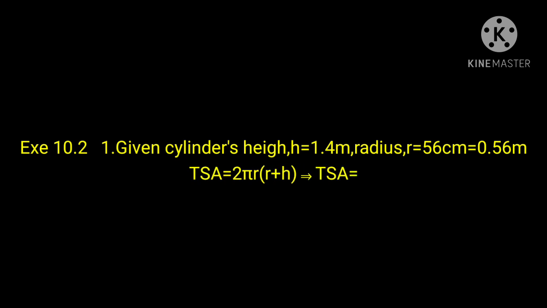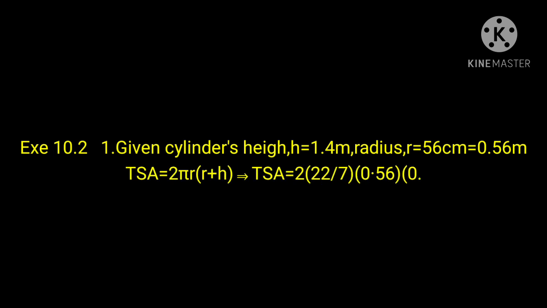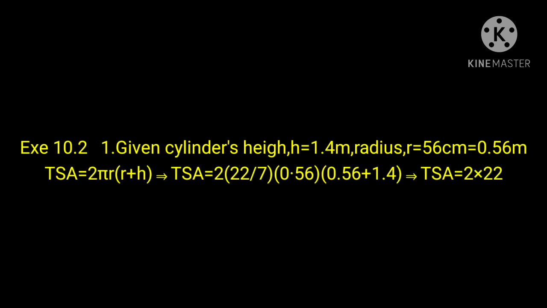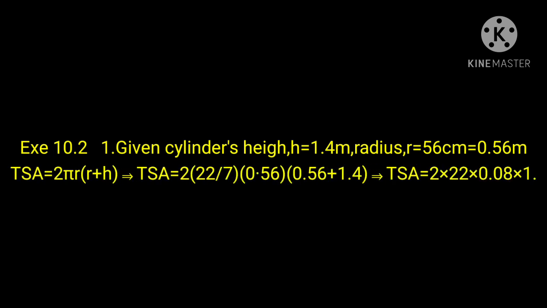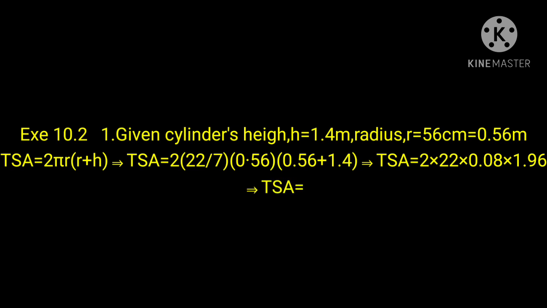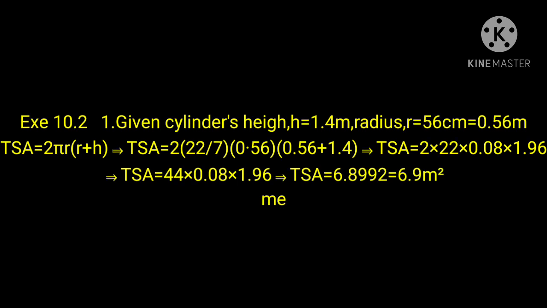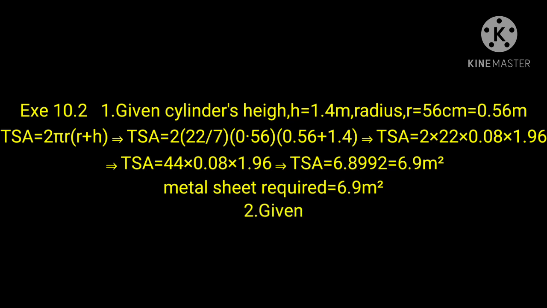Then we have to find TSA, total surface area, is equal to 2 pi r into (r plus h), which implies TSA is equal to 2 into 22 by 7 into 0.56 into (0.56 plus 1.4). That implies TSA is equal to 2 into 22 into 0.08 into 1.96 after cutting. So TSA is equal to 44 into 0.08 into 1.96. That implies TSA is equal to 6.8992, which is approximately 6.9 meters square. Metal sheet required is equal to 6.9 meters square.